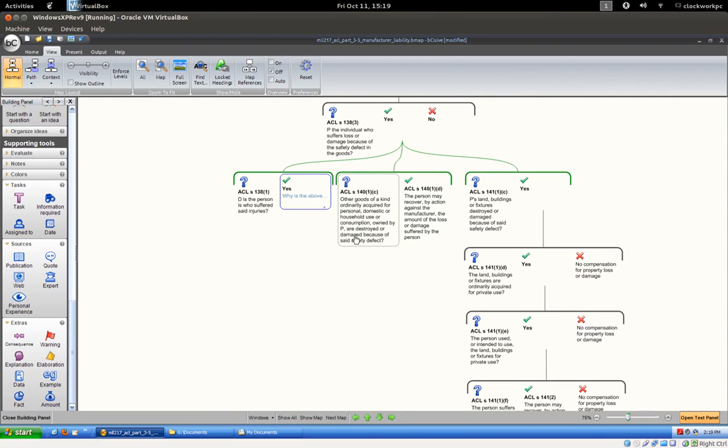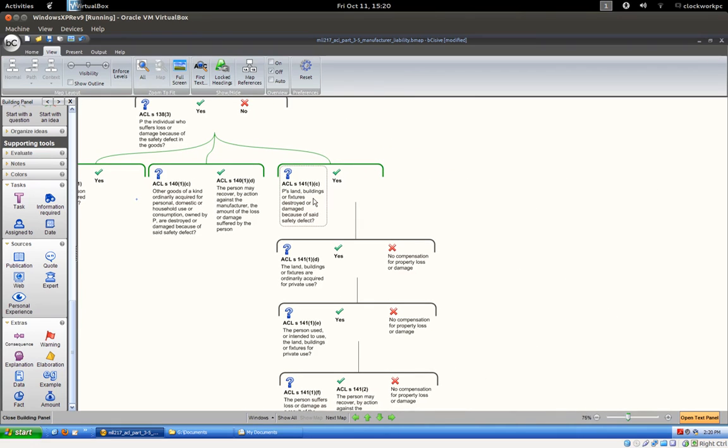Section 140 of the ACL deals with other items, other goods, basically household domestic items. So I suppose it might be something like if you buy a toaster and the toaster causes a fire, then all of the other items in your kitchen, of course, are going to be damaged or destroyed. And so section 140, subsection 1, subsections C and D are the provisions that you're going to look at for compensation of that kind, for those sorts of goods.